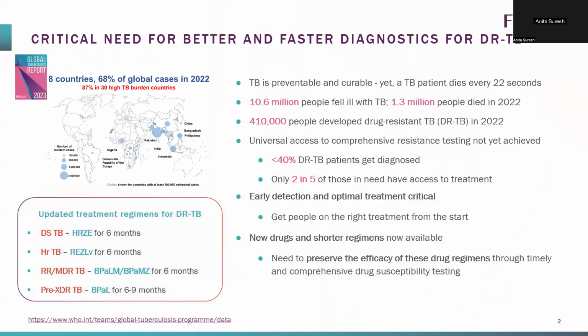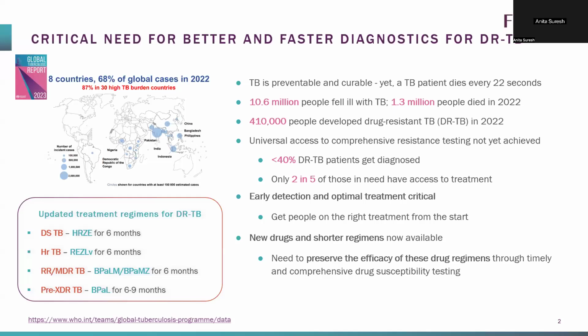We have over 10 million people that fall ill with TB each year, and 2022 is the most recent data that is out there, over 1.3 million people died. So this continues to remain the biggest killer among infectious diseases, even though COVID surpassed it for a while. And the problem of drug resistance further exacerbates this, right? Close to 400 to 500,000 people, unfortunately, develop drug-resistant TB every year.